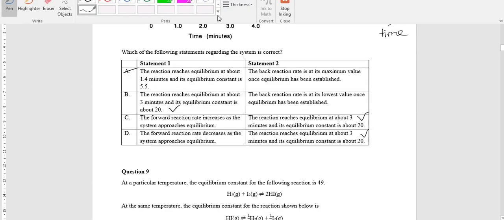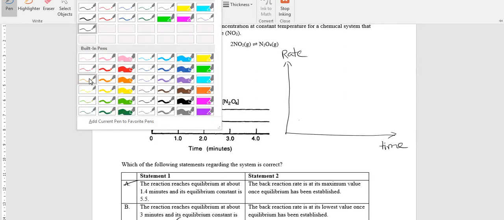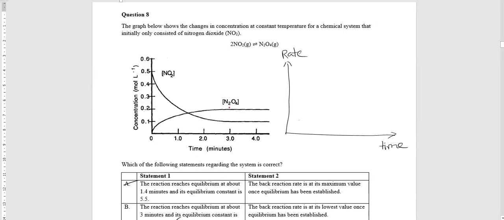I'm just going to change the color of the pen. I don't know what just happened there. So I'm going to go with forward being red. So this is the forward. And the rate of the forward reaction is going to start initially as the highest rate because you start with only the reactants for the forward reaction.